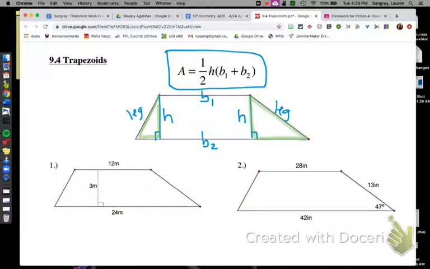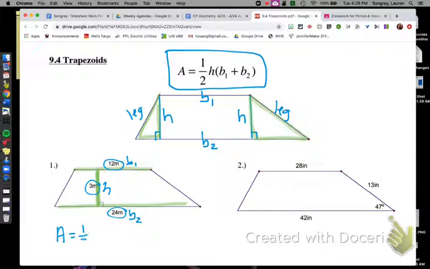So in order to be able to find the area for trapezoids, we need the height and we need both of the bases. So if we look at number 1, we actually have all 3 of those things. So if we look at our right angle, we know that the height and the bases form the right angle together. So 12 is our first base, 24 is our second base, and 3 is our height.